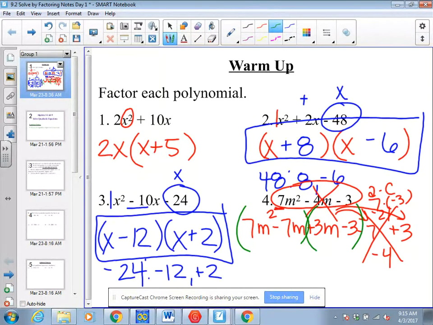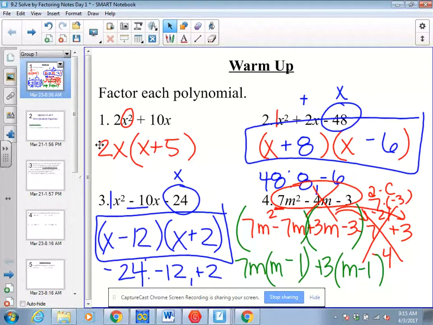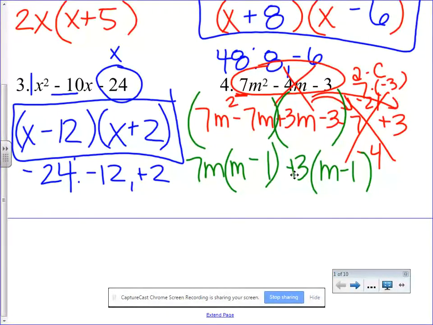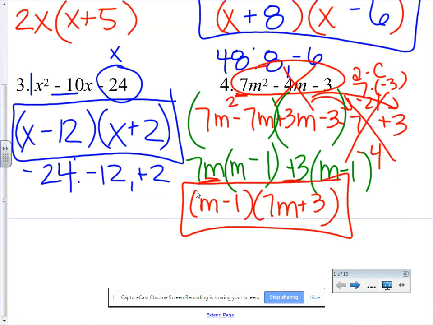So I'm going to pull out anything that is common in each pairing. I believe I can pull out a 7m in the first pairing. That'll give me a 1m minus 1. And in my second pairing, I can pull out a 3, and that will also give me m minus 1. Remember, it is important that those 2 terms that you have in parentheses are the same. If they're not the same, somewhere you went wrong. So we're in good shape because we have 2 m minus 1s. I'm going to rewrite that m minus 1, and I'm going to put my leftovers in their own set of parentheses. So here's my answer.